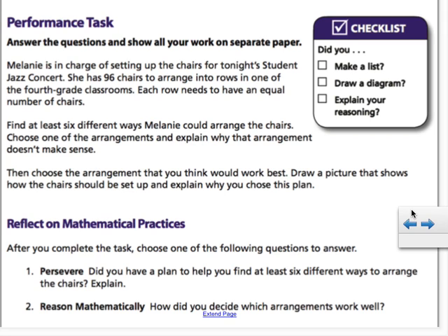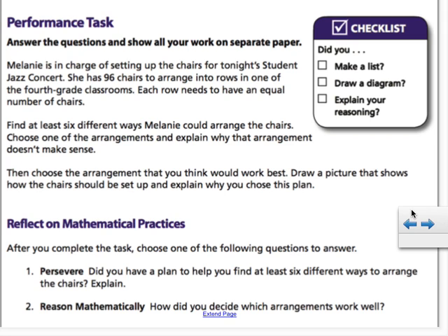Here we go. Melanie, that'll be entertaining for her when she sees this later. Melanie is in charge of setting up the chairs for tonight's student jazz concert. What? Yay! Another jazz concert, Mr. Graham? Yes, that's why I put it in there. Okay. I get it, Jasmine. Jazz is also a kind of music, you know what jazz is?